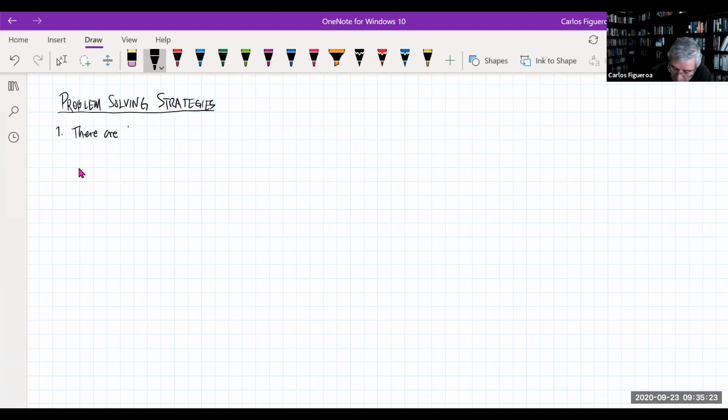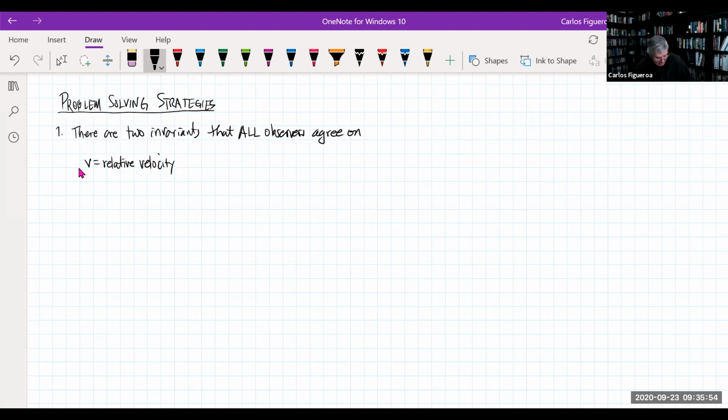There are two invariants that all observers agree on. Okay, one of them is the relative velocity. And actually, it's one of my most powerful ways of making calculations.